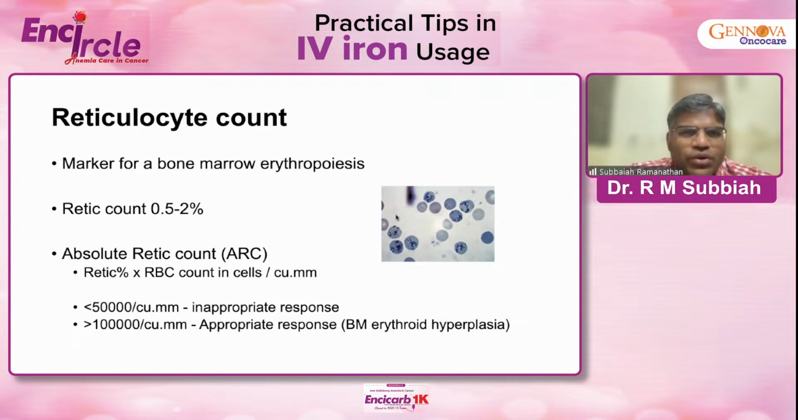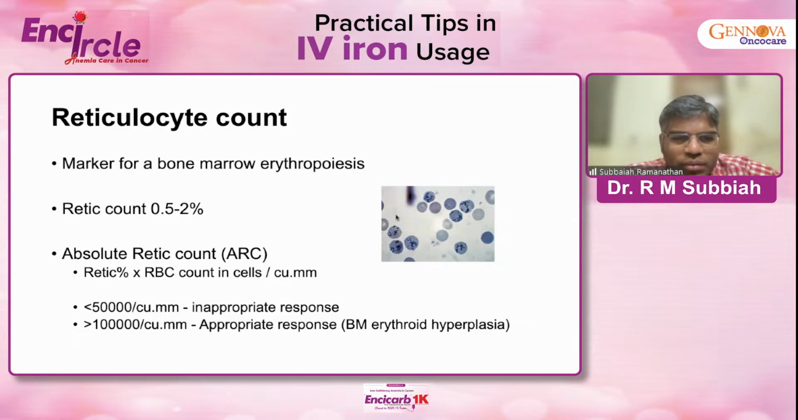The simplest way to calculate in the clinic is to multiply the red cell count provided by the lab, without any correction, with the retic percentage. That's the uncorrected retic, and you get an absolute value. For example, if the patient has 1% retic and the RBC count is 5 million, it will be 50,000 per cubic millimeter. If it's less than that, you term it an inappropriate response. So there is something wrong in the marrow. Either the fuel is not there, like B12, iron, folate, or the marrow is at fault.